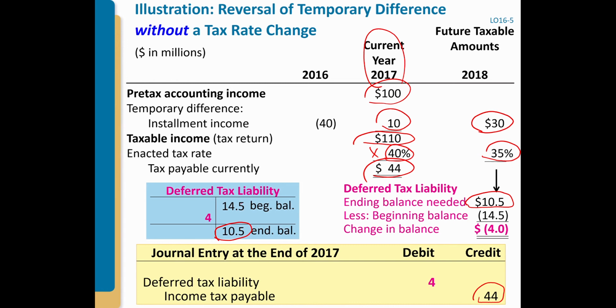But remember, at the beginning of the year it was 14.5, right? It comes from the previous year, 2016. So how to make it become 10.5? We need to debit 4, right? That's why we debit 4 to this account in the journals. And then the last item in the journals is income tax expense, which is the balance in this journal.